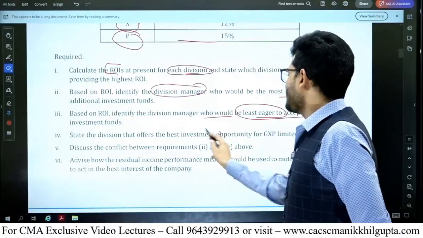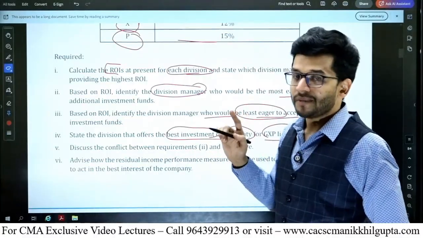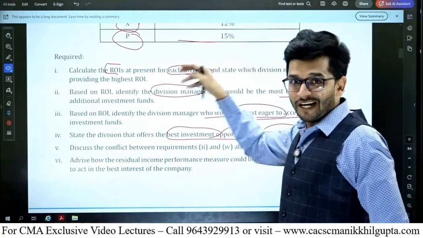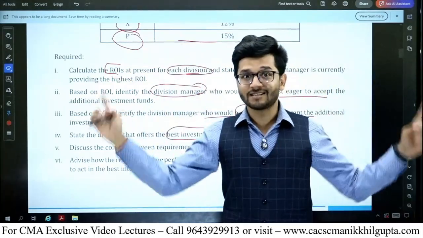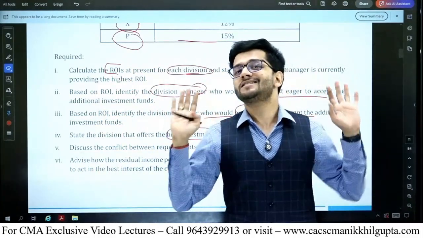State the division that offers the best investment opportunity for GXP Limited. Now forget about divisions, forget about a specific division. Talk about the company as a whole. So for the company as a whole, what will be the best idea?